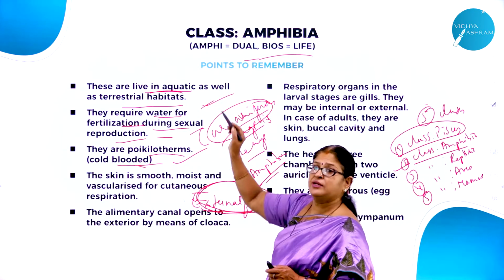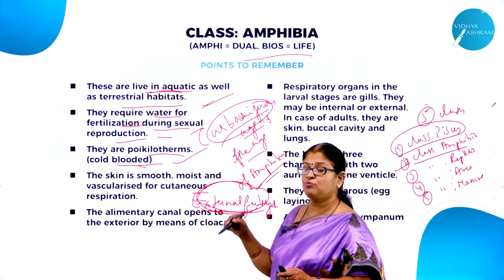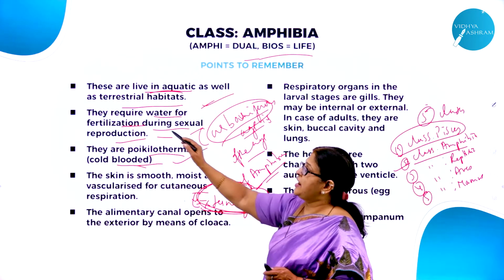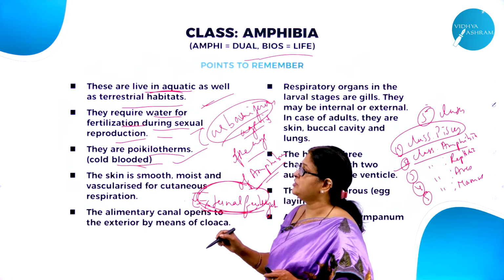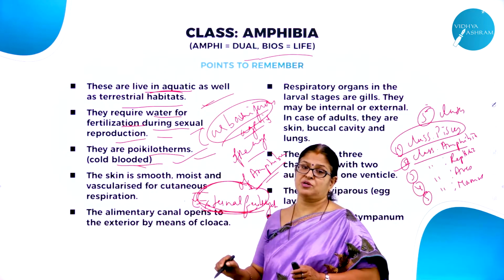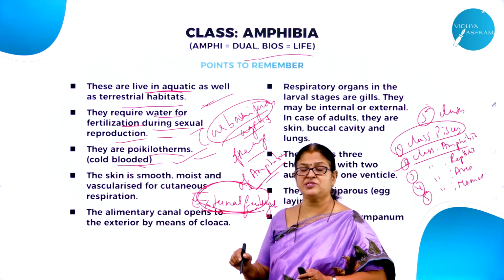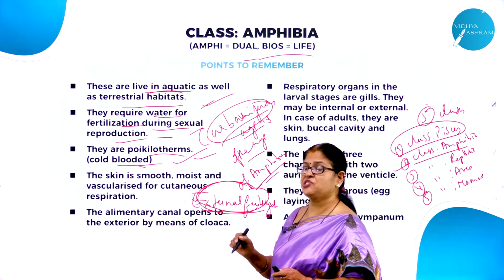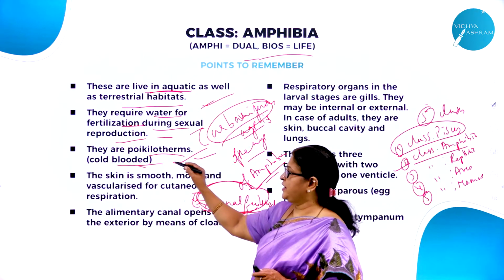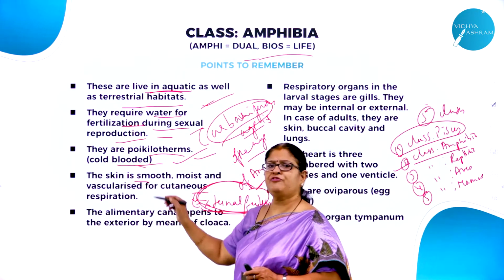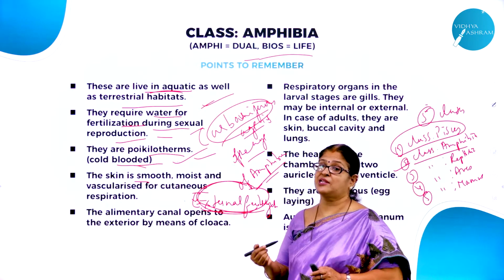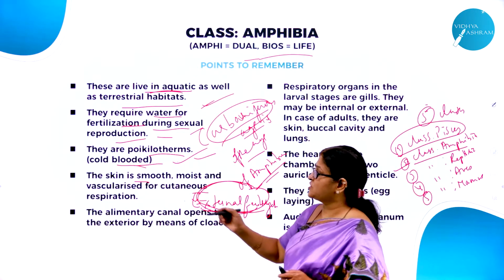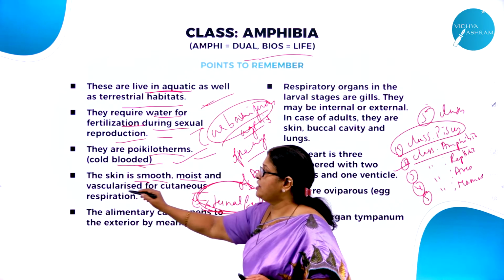First one is what? They are amphibians, that is they live both in water as well as on land. And they require water for fertilization, particularly for external fertilization. And they are poikilotherms, or cold-blooded animals, where the body temperature is not constant. It keeps on changing according to the external environmental conditions. All of you might have even touched a frog. So you might have come across that frogs are slimy and very smooth. So the skin is smooth, moist and vascularized.